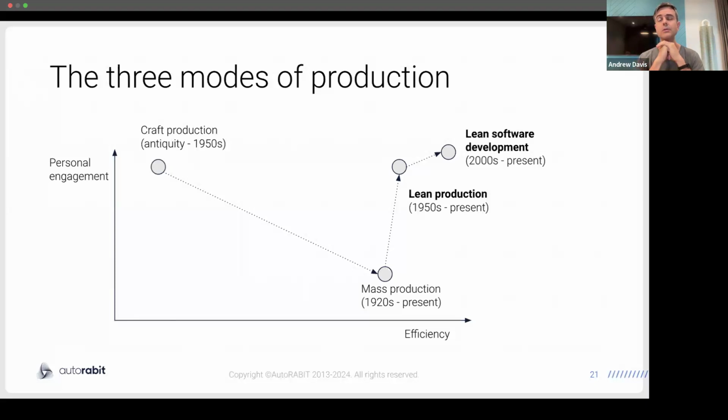Craft production, you can still find it in some places around the world, but in general, it started disappearing dramatically with the Industrial Revolution, and pretty much by the 1950s, it became very hard to find financially viable businesses, financially viable industries that were primarily built around craft production. And the idea of moving from a blacksmith who would make some steel to steel foundries and manufacturing facilities and so forth. And so all of this craft production has given way to the era of mass production.